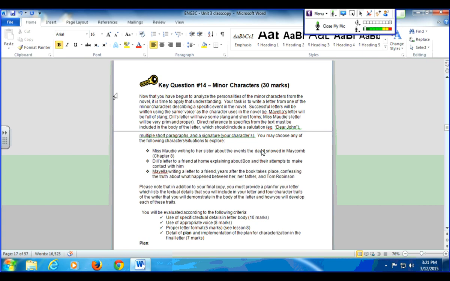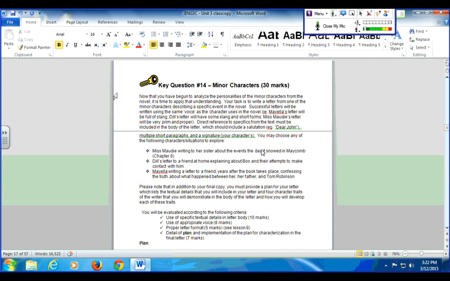And there probably wouldn't be a letter from Tom Robinson because, as we find out later in the novel, he can't read or write. Direct reference to specifics from the text must be included in the body of the letter, which should include a salutation or greeting, such as Dear John, Dear Susie. There also should be multiple short paragraphs and a signature from your character.